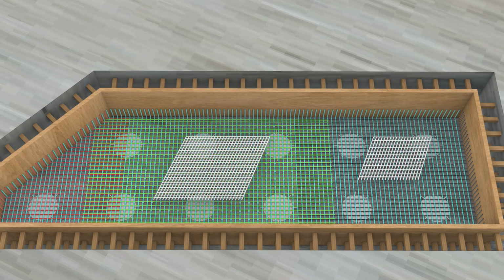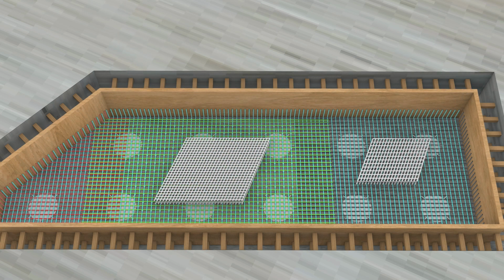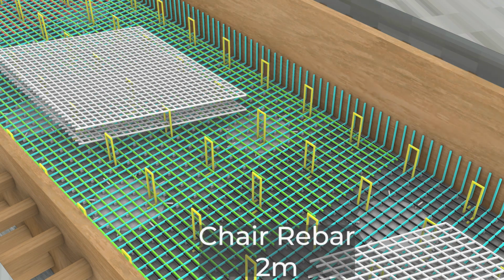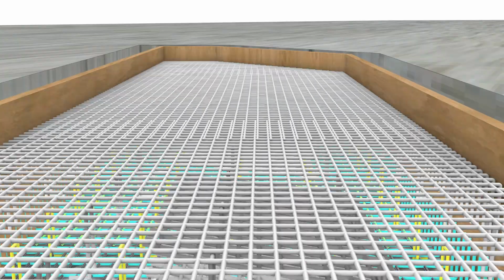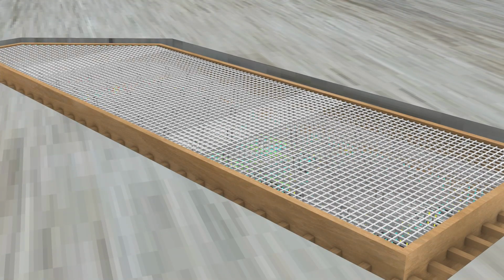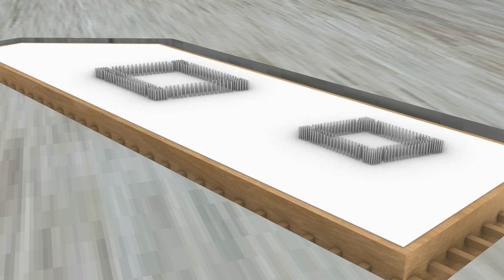At points where the mega columns' loads are directly transmitted, the rebar grid is made even denser to withstand the concentrated loads. The mat foundation comprises 4 layers of rebar. Chair rebars placed every 2 meters keep these layers at the correct height. In addition to the bottom and top grids, 2 horizontal reinforcement layers are added in the middle. After all rebar placement is complete, concrete is poured to finish the mat foundation.